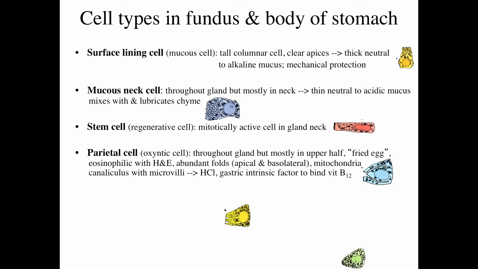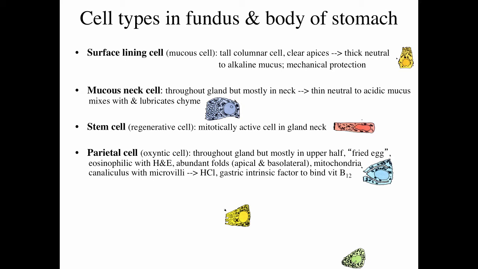The parietal cell, also called an oxyntic cell, is throughout the gland, but they're mostly in the upper half of the gland. These cells have what I like to call a fried egg appearance. They're a large eosinophilic cell when they're stained with H&E, they have abundant folds that you can see at the electron microscopic level. These folds are on the apical and basal lateral surfaces.